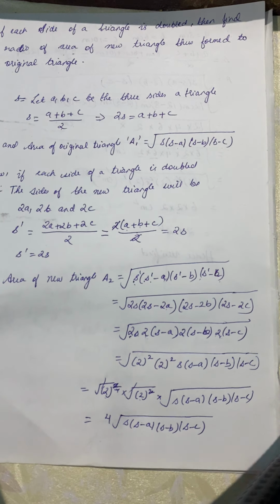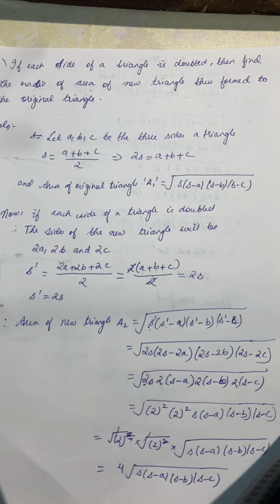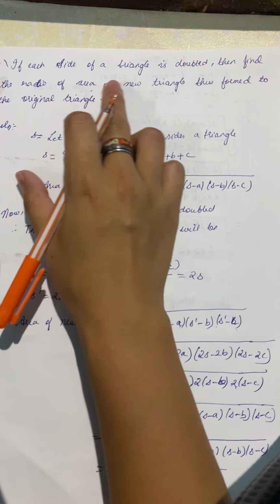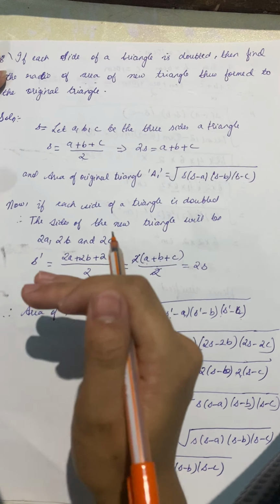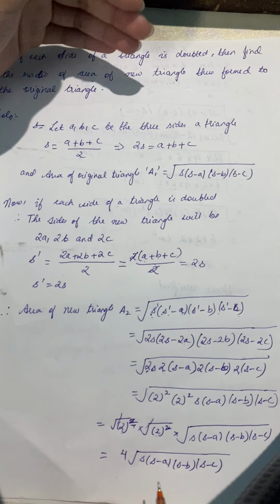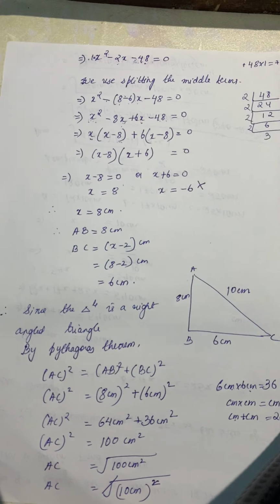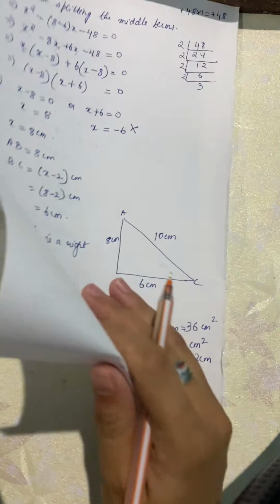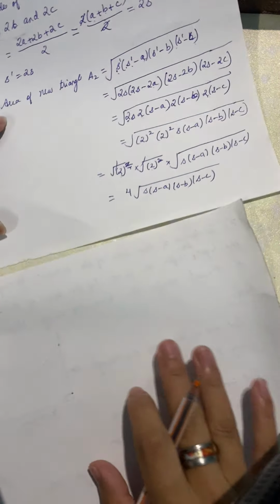So we're almost there. Remember, what is the question asking us? We have to find the ratio of the area of the triangle thus formed to the original triangle. Clear? That means the area of the new triangle should be in the numerator and the area of the original triangle should be in the denominator. Therefore, finally, we are done with this much, right? So you can write this.